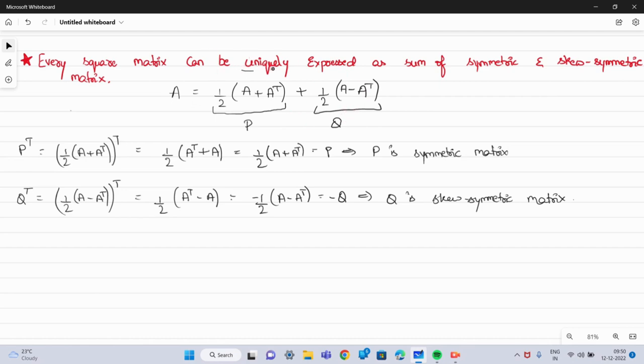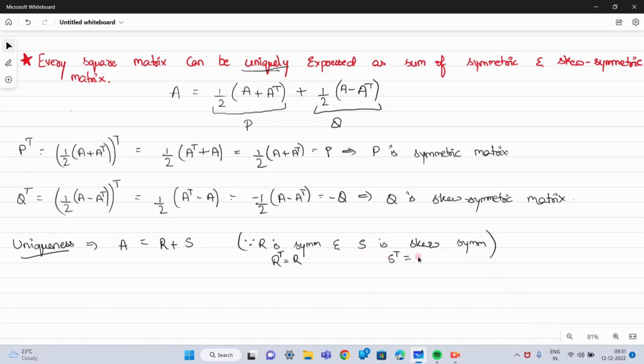Now to prove the uniqueness of the theorem, take A as some random R plus S. Now here R is symmetric and S is skew-symmetric, which means R transpose is equal to R and S transpose is minus S. Let's assume this is the first equation.